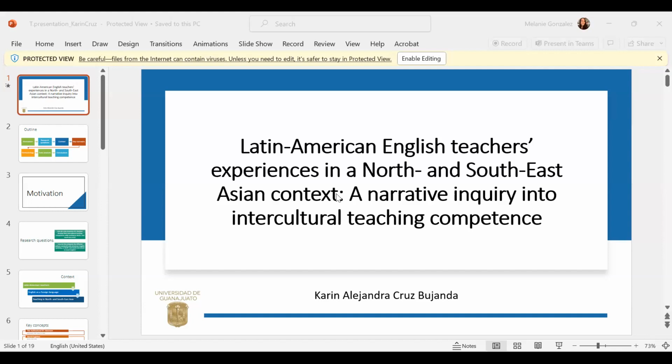So what I'm going to talk about today is, first, my motivation, what led me to decide to research this topic. Also my research questions, my context, the key concepts that I use in chapter 2 in the literature framework, and also the methodology, the data analysis, and my conclusions after analyzing the information.